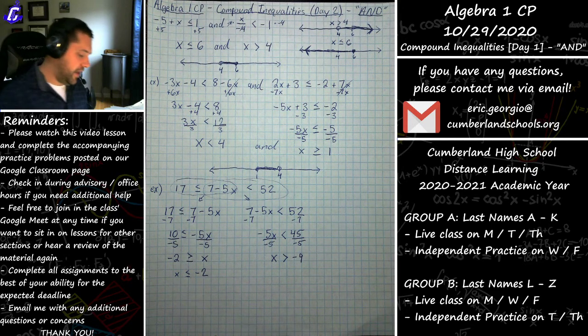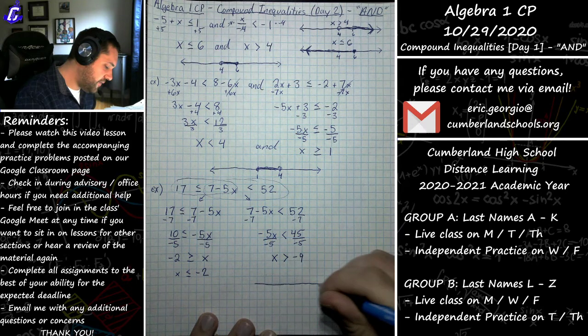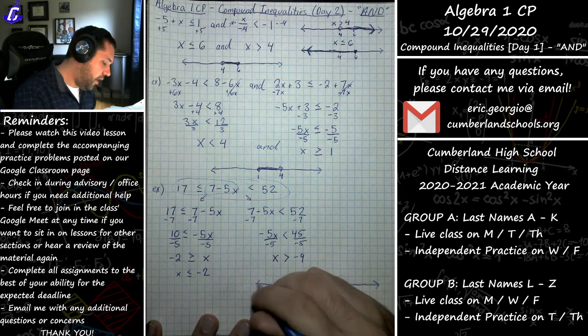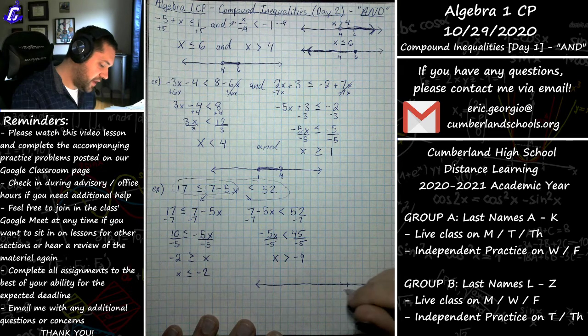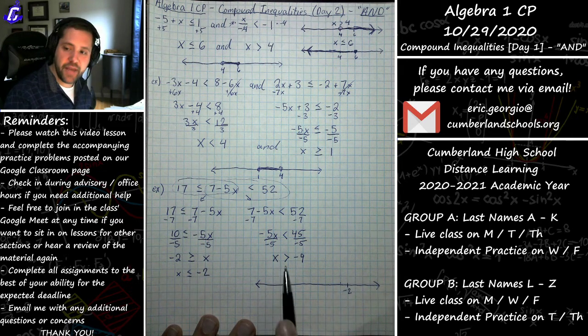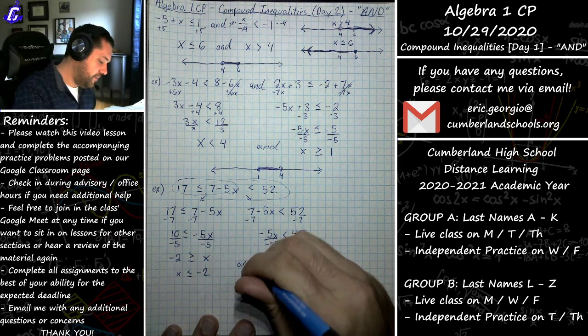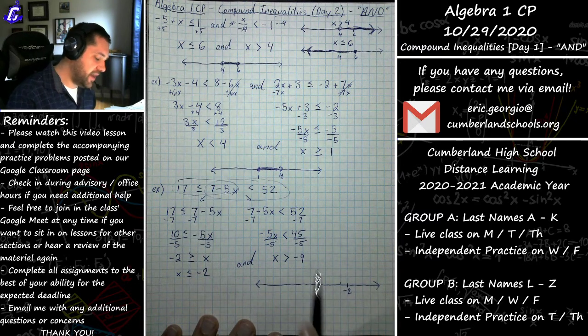So think about it. The values for x that would work here are those that are smaller than or equal to negative 2. We'll put that here. And bigger than negative 9. Here's negative 3, 4, 5, 6, 7, 8, 9.